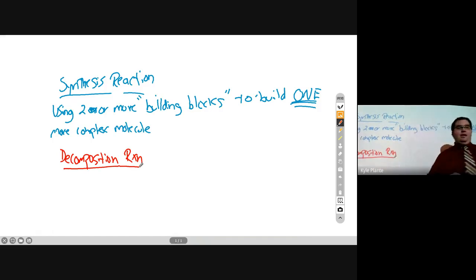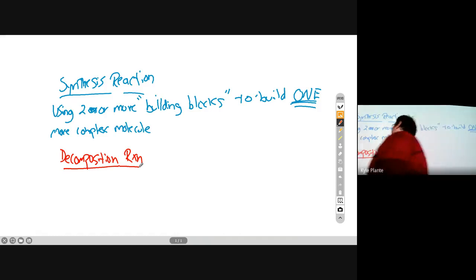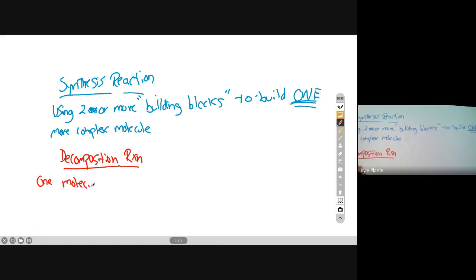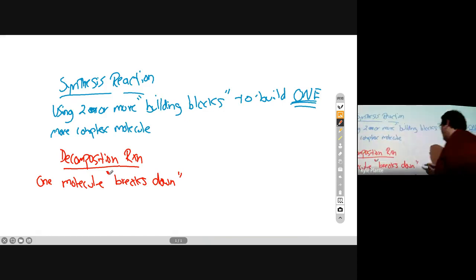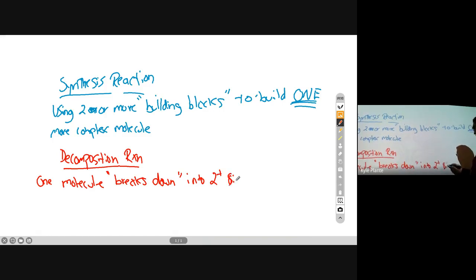By the way, RXN is an abbreviation for reaction. I'm going to use that a lot in here. So in a decomposition reaction, they're opposites. If a synthesis uses two or more building blocks to build one complex molecule, in a decomposition reaction, one molecule is going to break down into two or more simple molecules or elements.